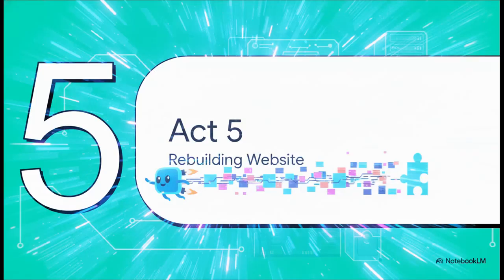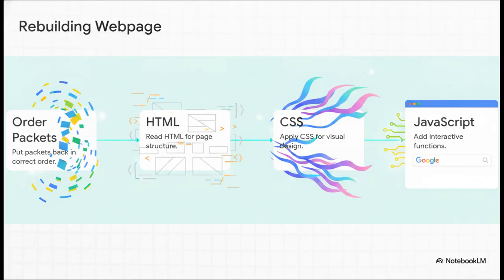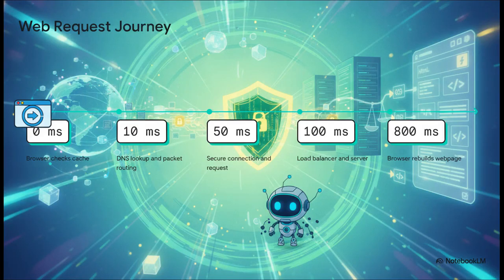Act 5, rebuilding the destination. Because fetching the data is really only half the journey. For step 9, as Byte's packets arrive back home at your computer, your browser springs into action. First, it meticulously puts those arriving packets back into their correct order. Then, it reads the HTML to build the skeleton of the page. Next, it applies the CSS to make it look good. Finally, it layers on the JavaScript so you can actually interact with it. It perfectly combines all these elements to draw the Google logo, the search box, and the layout directly onto your screen.